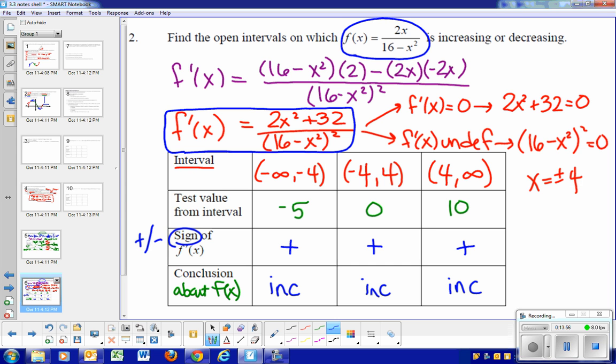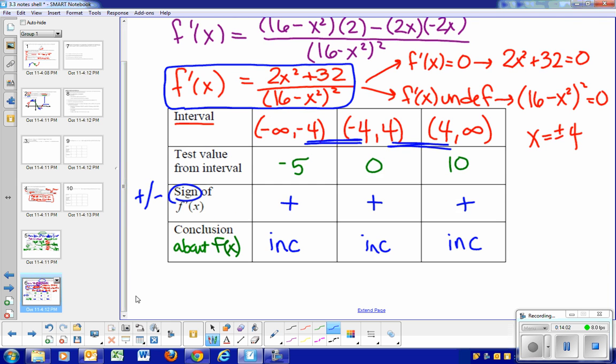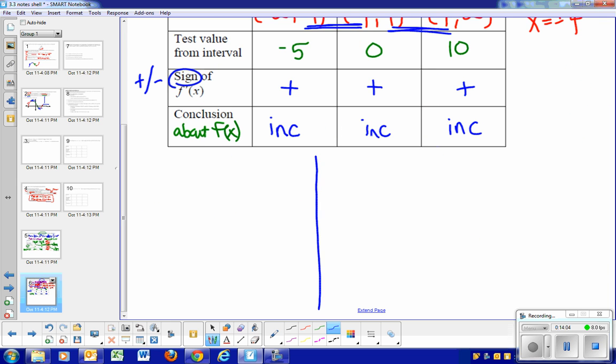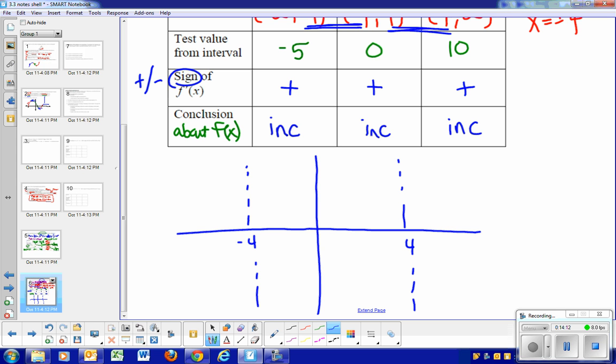What's happening at those critical values of -4 and +4? I hope you recognize that those are going to be vertical asymptotes. The function itself is not defined at 4 or at -4. So there are these asymptotes, and the function actually ends up looking something like this.